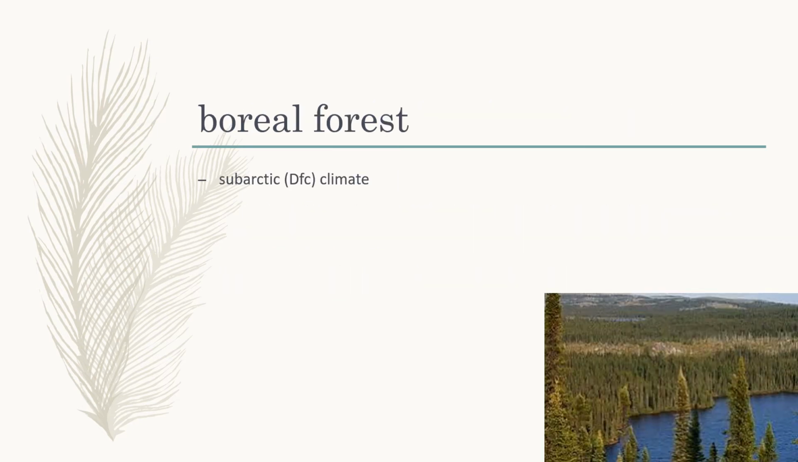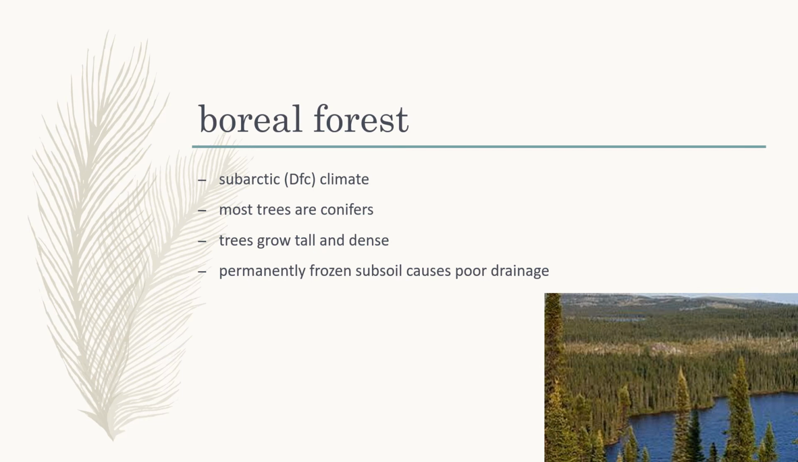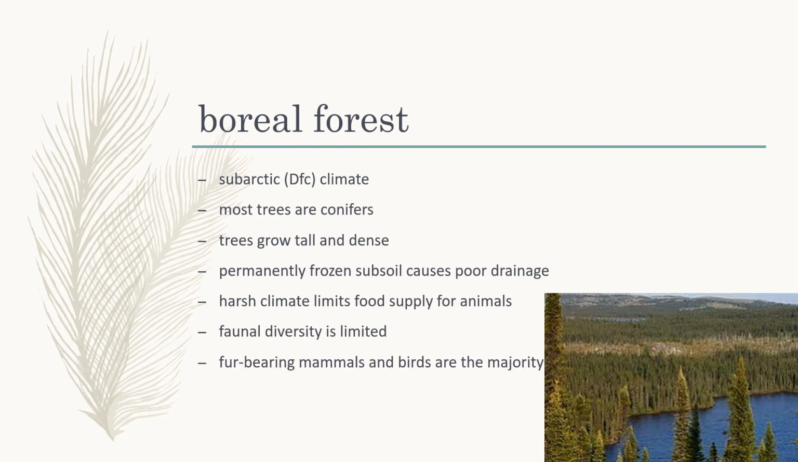The boreal forest biome has a close correlation to the subarctic climate. Most of the trees residing here are conifers. These trees grow tall and dense, but do not form a canopy due to their structure. The frozen subsoil here causes poor drainage in these regions, making bogs numerous and the ground spongy throughout the summer. This frozen soil also hinders food growth, which limits the food supply for potential animal inhabitants. As a result, the diversity is very limited. The majority of the species here are birds and fur-bearing animals, since they are able to survive in these harsh climates.